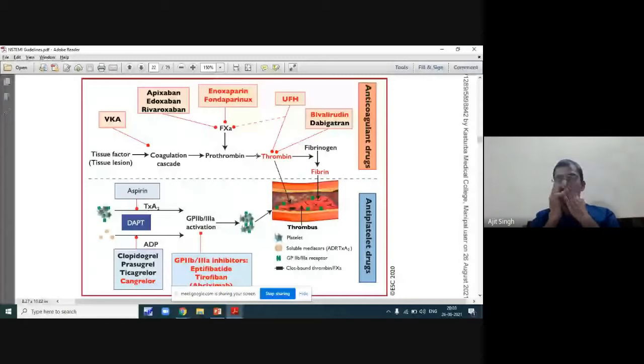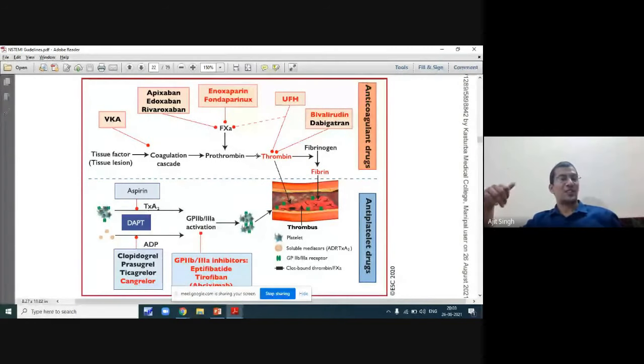Previously, they used to give one anticoagulant along with aspirin. They have tried everything, even triple therapy. Triple therapy means aspirin, clopidogrel along with warfarin or unfractionated heparin. They have tried everything, but everything failed.